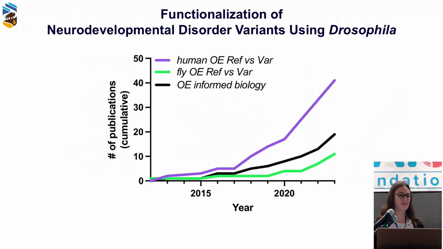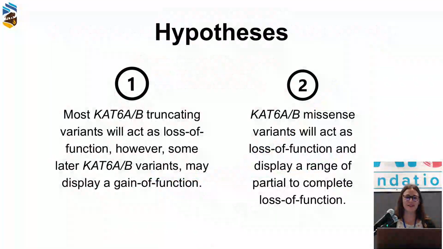And this is just a diagram showing that, over the past few years, these types of studies have really taken off and become a good model for studying neurodevelopmental disorders. So now on to our research hypotheses and where we kind of started this project.